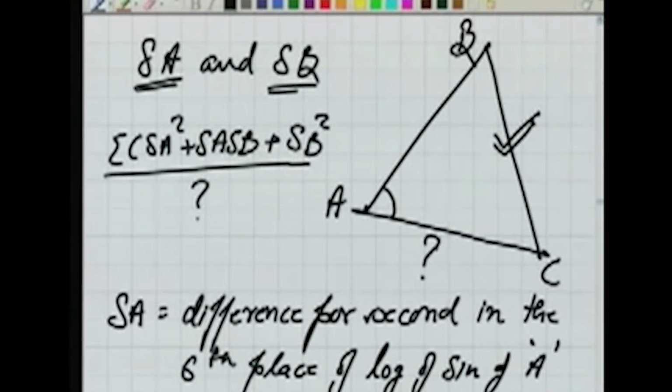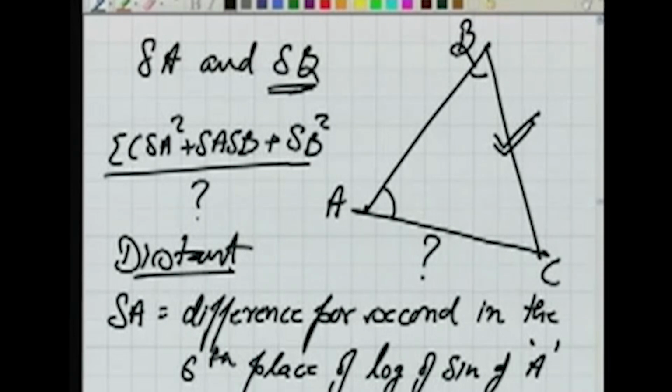We want to compute AC. So the angle in front of the known length is angle A. Angle in front of the unknown, or the length which is to be computed, for example AC, is the angle B here. So these angles A and B are also called distant angles, D-I-S-T-A-N-T, distant angle. These are the names.